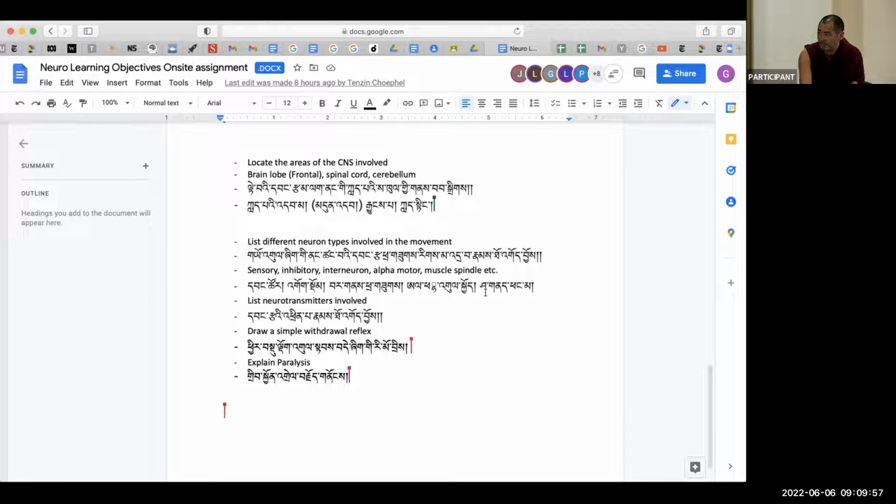Okay, so if at the end of the time the students are able to list the different types of neurons that are involved in movement, I will consider that to be successful.